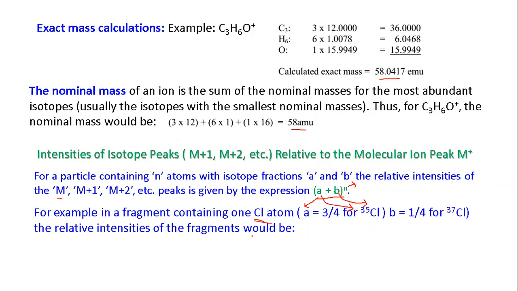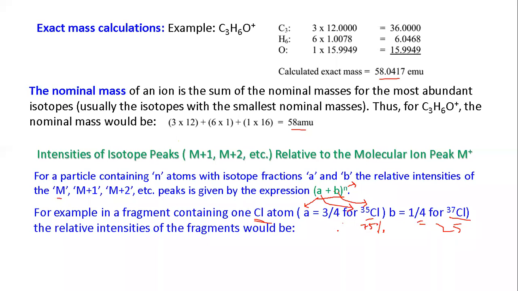So if you have one Cl atom, that can be Cl35 or Cl37. For Cl, we have seen the abundance for 35 is 75%. In terms of fraction, 75 by 100 means 3 by 4. And for 37, you have 25%. In terms of fraction, 25 by 100, that is 1 by 4.